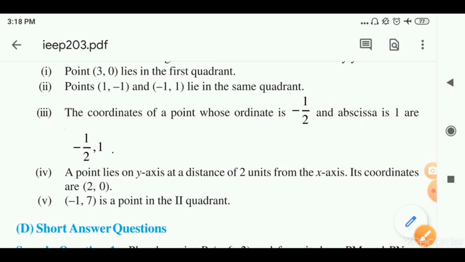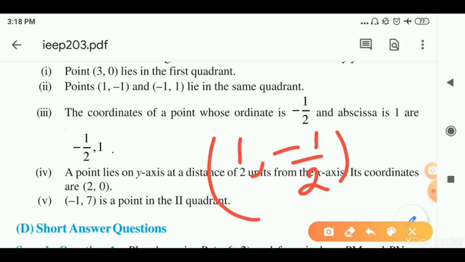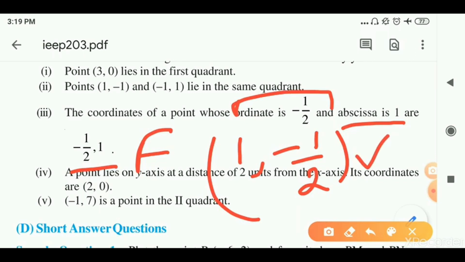Let us read the next. The coordinates of a point whose ordinate is -1/2 and abscissa is 1 are... As you know, abscissa is always written first and thereafter we write the value of the ordinate. So according to this situation, the coordinates should be (1, -1/2). As you can see, the abscissa is 1 and the ordinate is -1/2. Got it? But we are given that the coordinates are (-1/2, 1). So we can say this statement is also false, because our correct coordinates are (1, -1/2). You got it? So the statement is false.